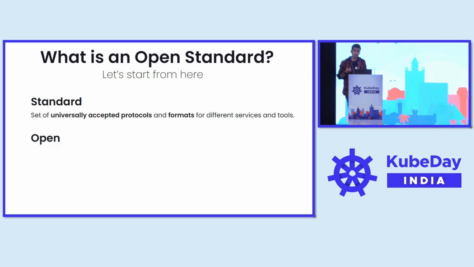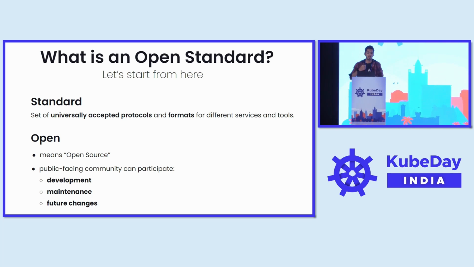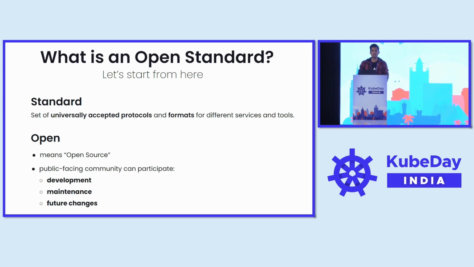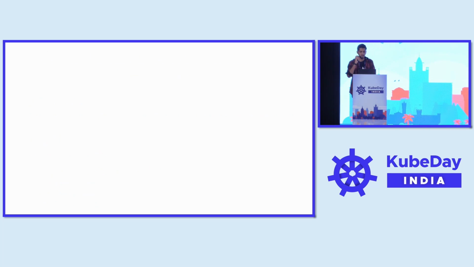What does open mean here? Any guesses? Anyone? Yeah, exactly. It means open source, right? It's accessible to all. The public-facing community can participate in the development, in maintaining these open standards, and also in the future changes that these open standards may have. So the open source communities, all the communities around the ecosystem, have a say in all these particular processes of these standards.